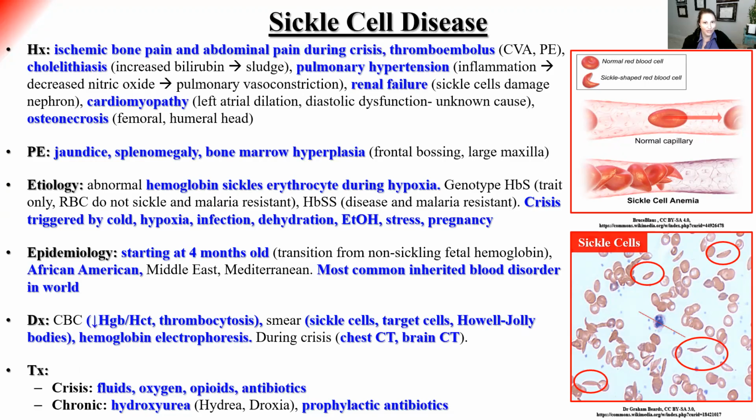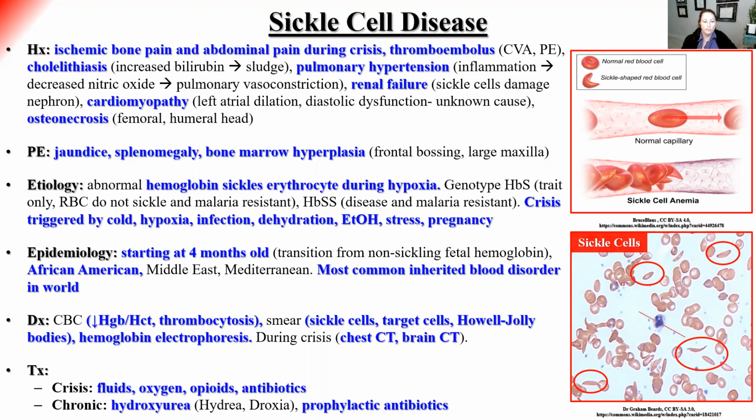So don't expect that to be a question, what do you see on the smear of a sickle cell patient? That's not going to be a question, but sickle cells, target cells, and Howell-Jolly bodies. Those are 3 specific types of cells that we can see with sickle cell anemia. Remember that our definitive test for this, because it is a genetic disease, is a hemoglobin electrophoresis. So that's your answer choice to the test question.